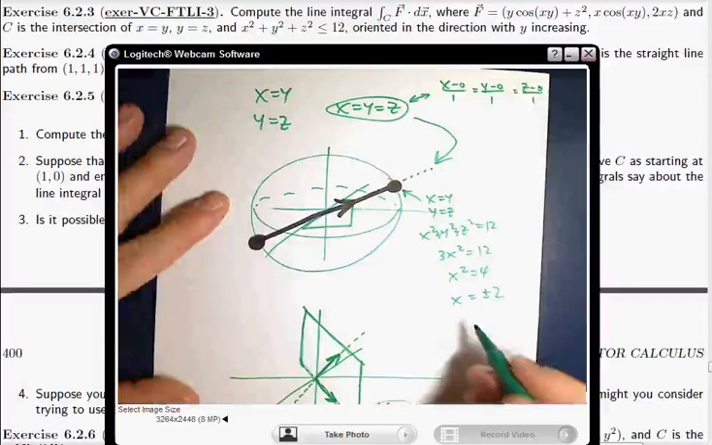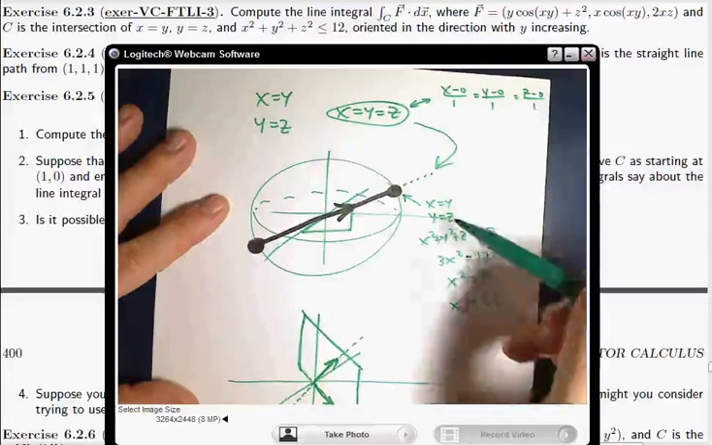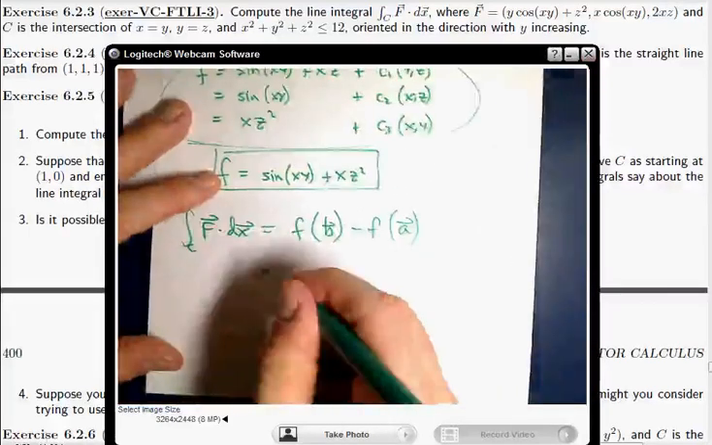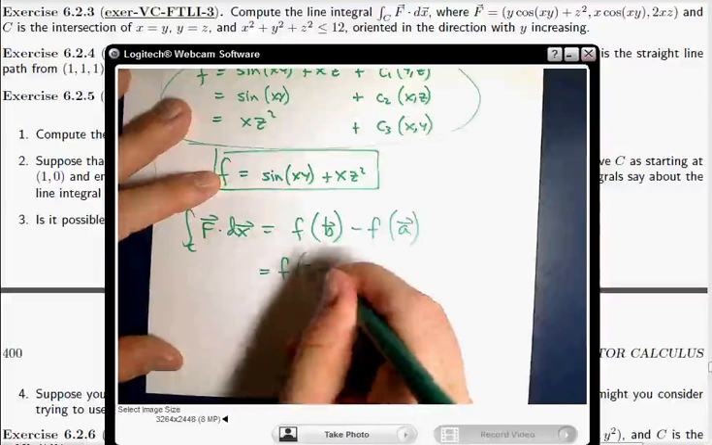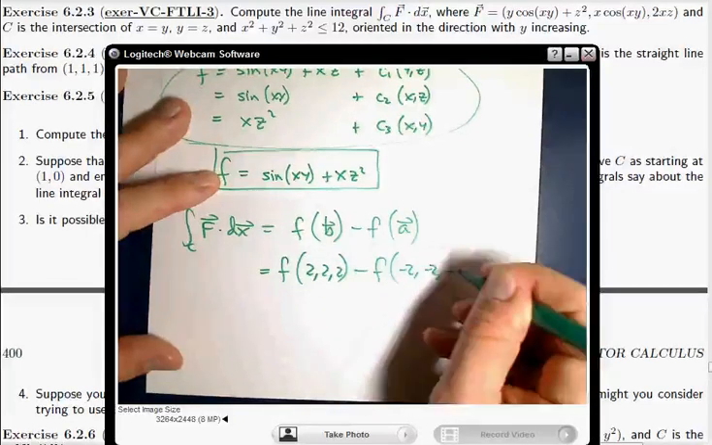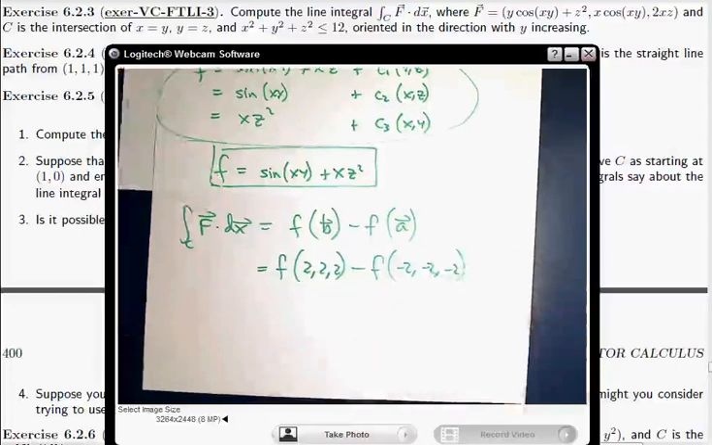So if you know x, then, of course, y and z are the same thing. So these 2 points here are f of 2, 2, 2, and negative 2, negative 2, negative 2. And that's just plugging in at this point. Okay. Let's see here.